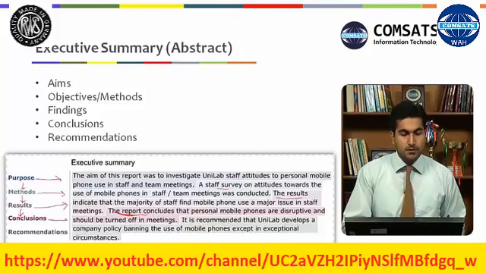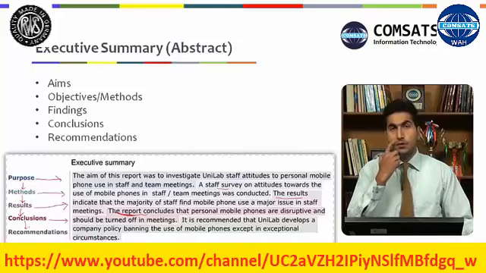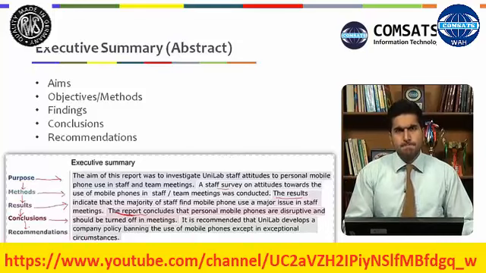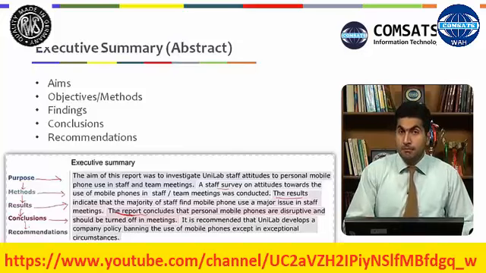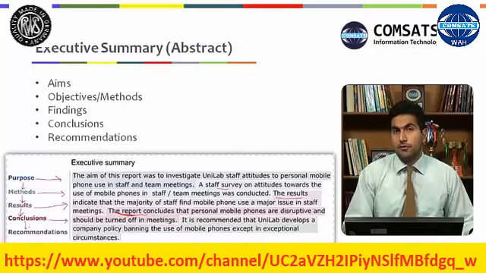I can also say that this is the part highlighting the conclusion. The next step is that once your four main sections are complete, you can come towards suggestions and recommendations, because you have laid down a ground for yourself. Now you're in a position to give suggestions and recommendations based on your findings. This is the manner in which you can write them: it is recommended that Unilab develops a company policy banning the use of mobile phones except in exceptional circumstances. So at the end of the executive summary, you give your suggestions and recommendations. This is the manner in which the whole body of a report is structured.